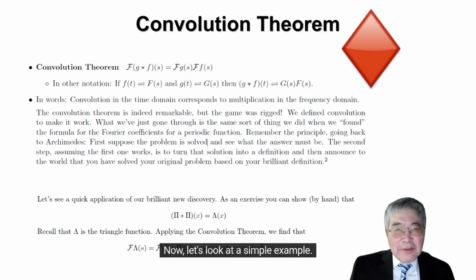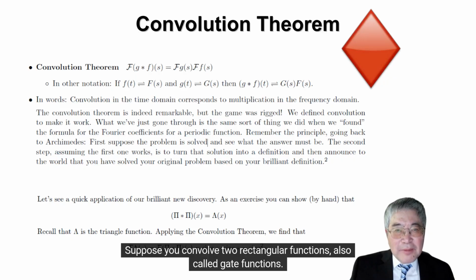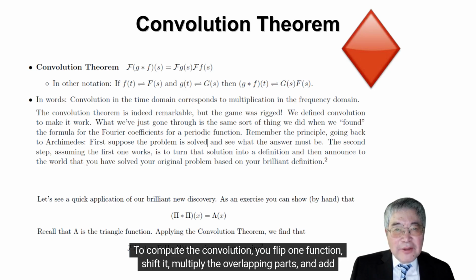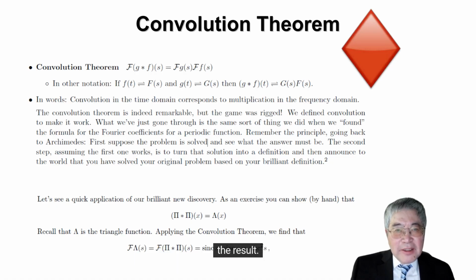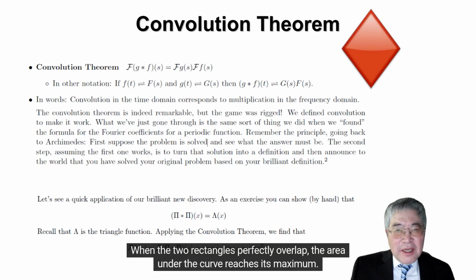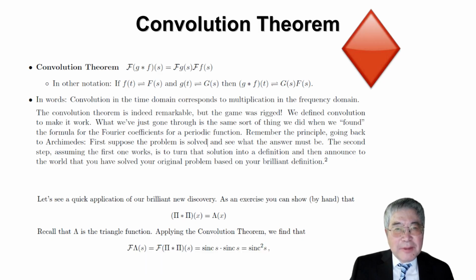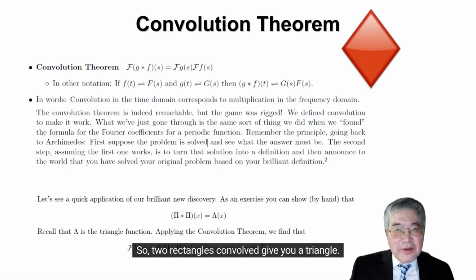Now let's look at a simple example. Suppose you convolve two rectangular functions, also called gate functions. Each one looks like a block or a box. To compute the convolution, you flip one function, shift it, multiply the overlapping parts, and add the result. When the two rectangles perfectly overlap, the area under the curve reaches its maximum. As they move apart, the overlapping area decreases linearly, and what you get is a triangle-shaped function. So two rectangles convolved give you a triangle.